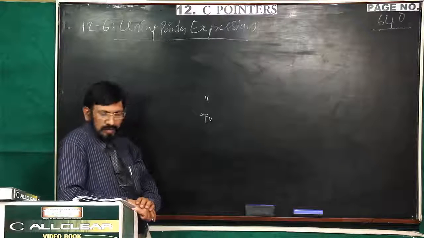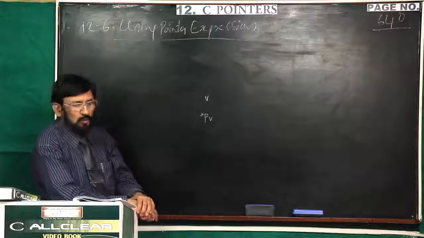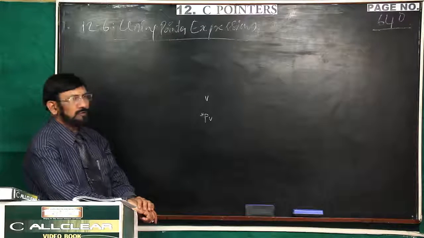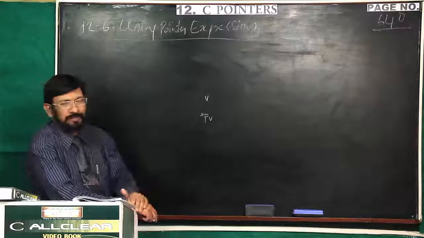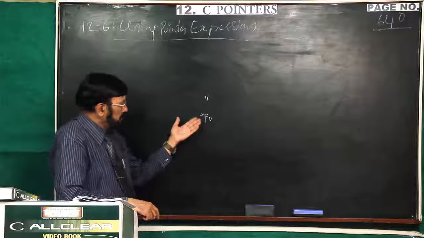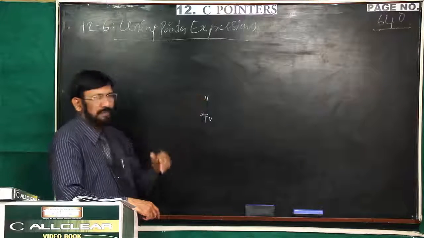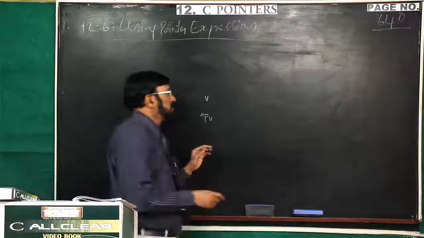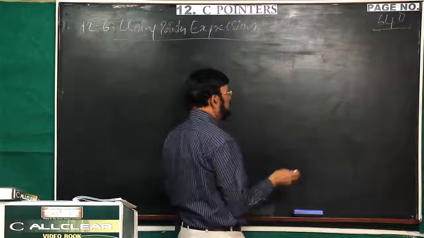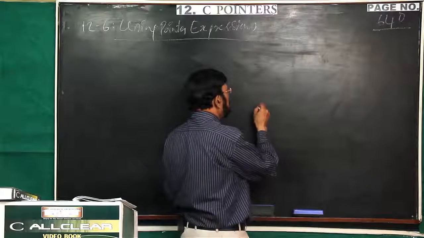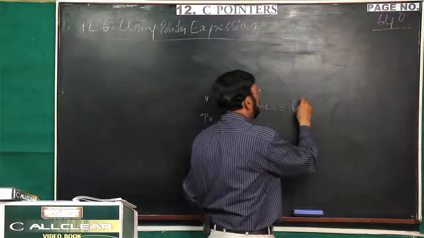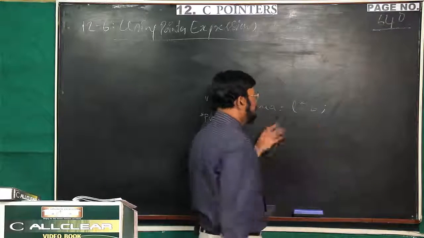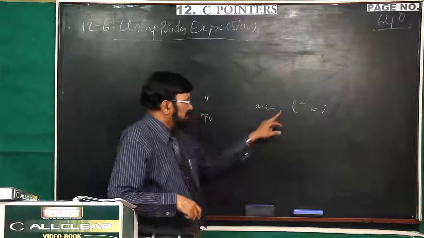Now, in two programs, I am going to show, instead of V, how you can use *PV. Use PV or *PV or V to get the same result. Suppose, let us take a room's area. Room area is equal to L into B. That you know. This is a direct notation.